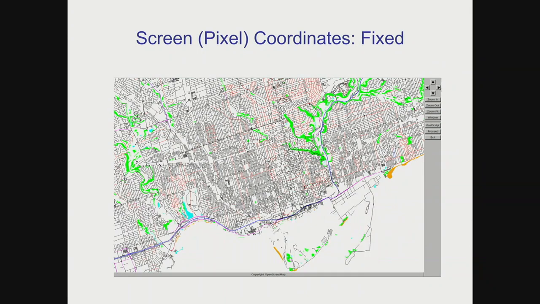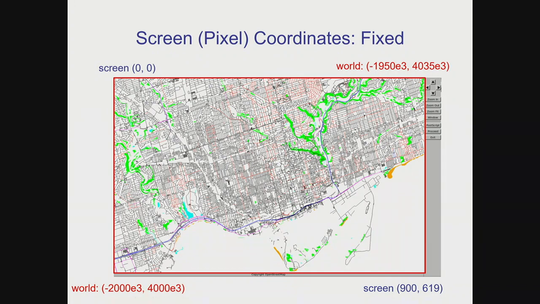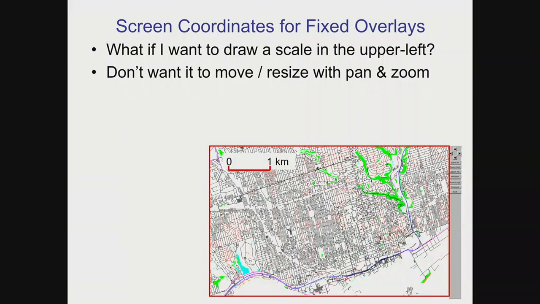Now sometimes, I showed you in that demo, I had some text in the top left corner that wasn't moving. Sometimes you want things that don't move around as the person zooms in and out. So for example, let's say I wanted to have a legend that showed the scale of my map. I'd like this to be in the upper left corner all the time. I don't want it to move around as the person pans. I don't want it to get bigger and smaller. I don't want it to go weird places as the person pans the graphics around.